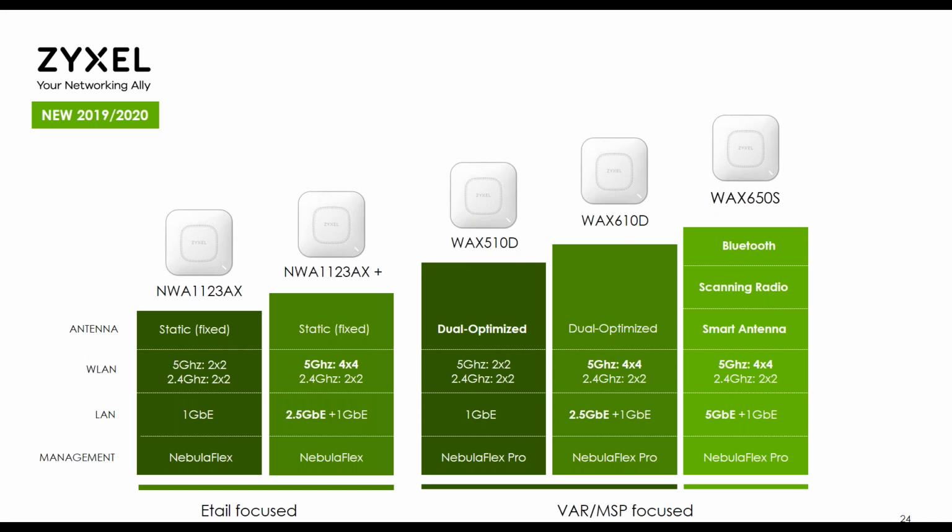The first two, the NWA 1123AX and the 1123AX Plus, are going to be aimed towards sort of e-tail focused. But then when it comes to AVARs and our MSP, you've got the WAC 510D, the 610D, and the 650S. They will all be available, as I say, towards the end of this year, beginning of next year. And remember, you need a multi-gig switch in order to take benefit of all the features that the AX access points deliver.